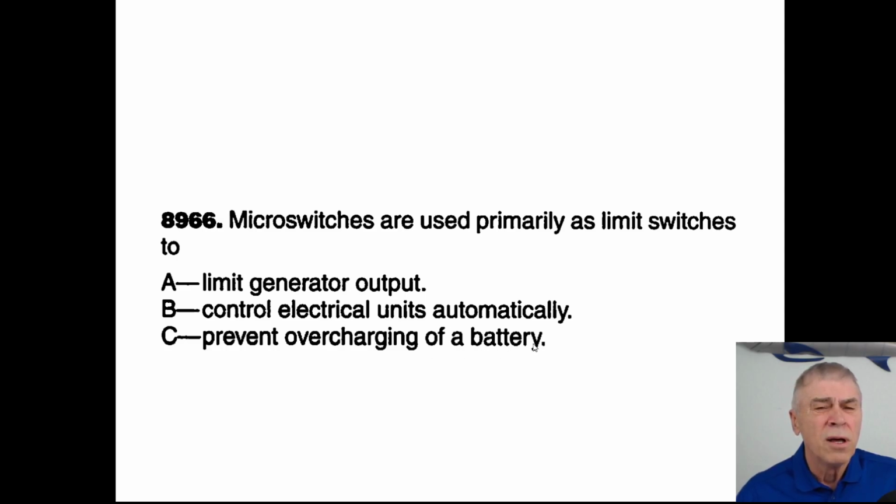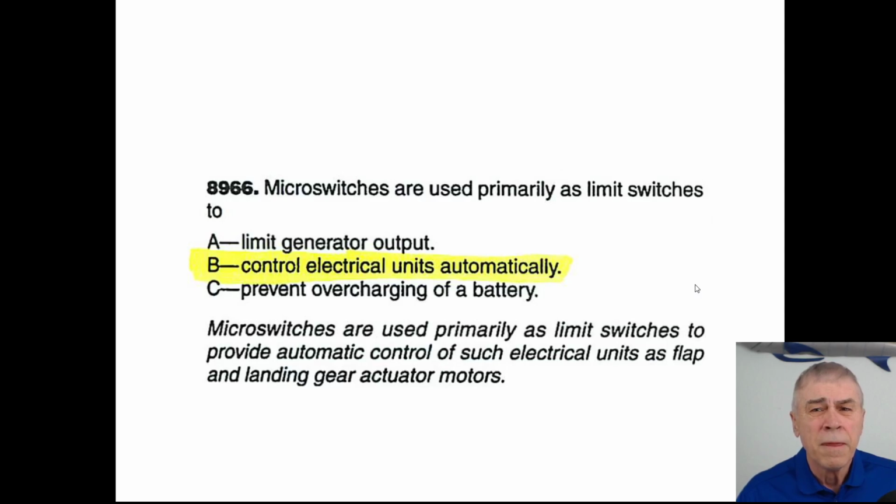So it's going to be to either measure electrical units or to control electrical units automatically. And they use an example here, such as the electrical units as flap and landing gear actuator motors. So the flaps would also have indicators to let the pilot know whether or not the flaps are extended or not. I'm not sure if there's an FAR that covers that. There likely is. If it is, I'll have it here.